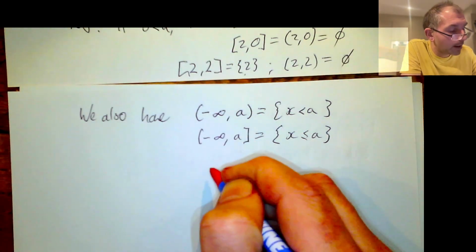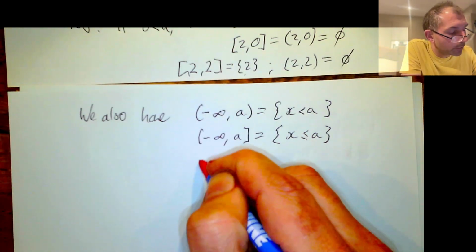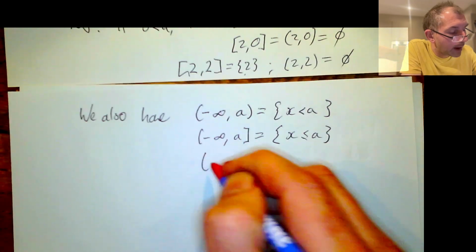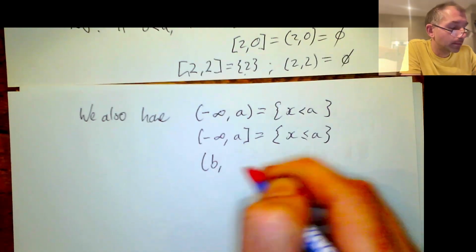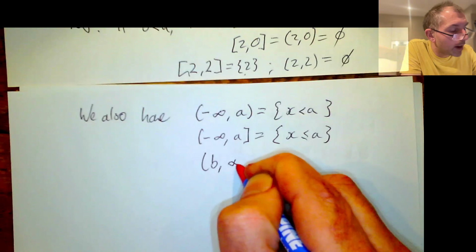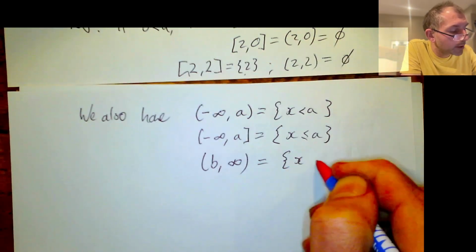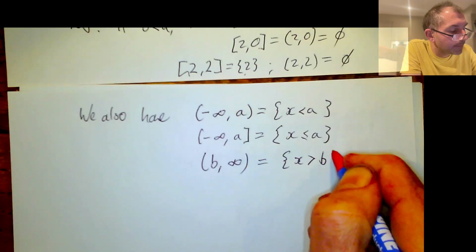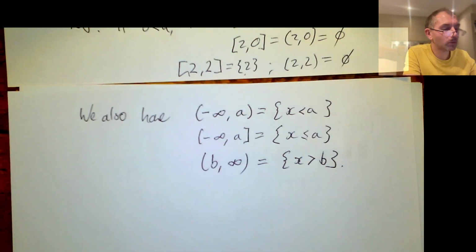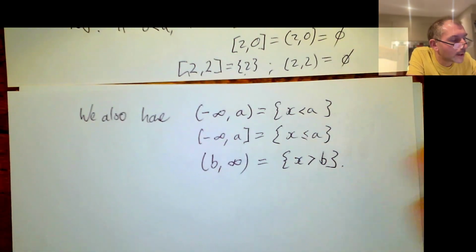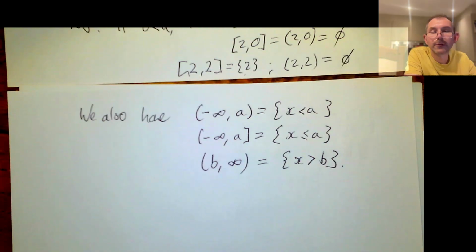And similarly, I can go the other way. I'll just give you one example. So if I have, let's call it b, why not, (b, infinity), that's just going to be all the numbers that are bigger than b. So you can make all these sets in different ways. And then you can intersect them, and you can see what you get. But anyway, that will be all we need for this course.